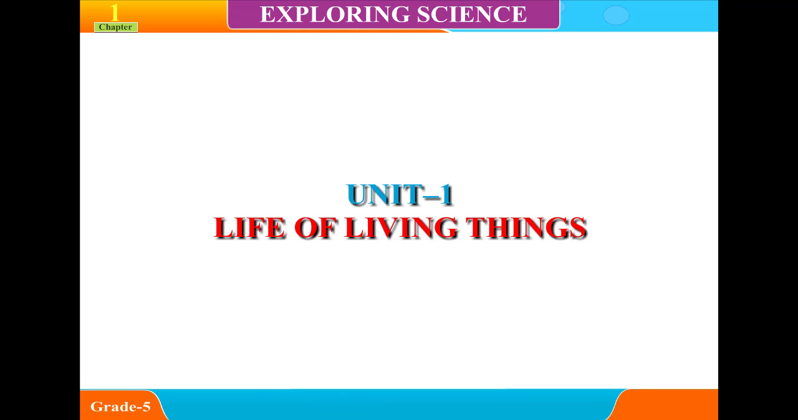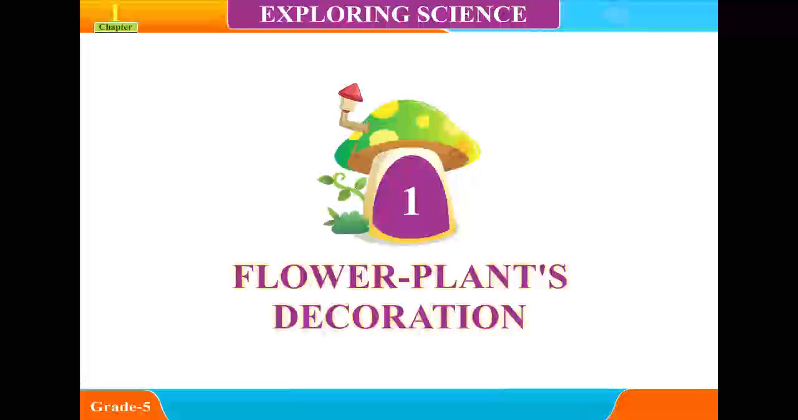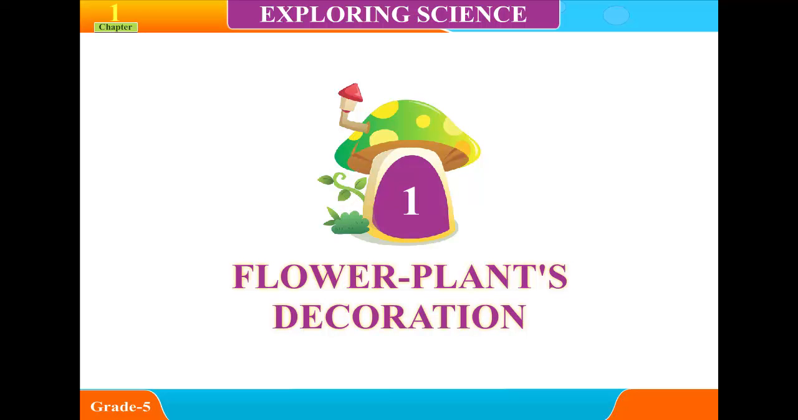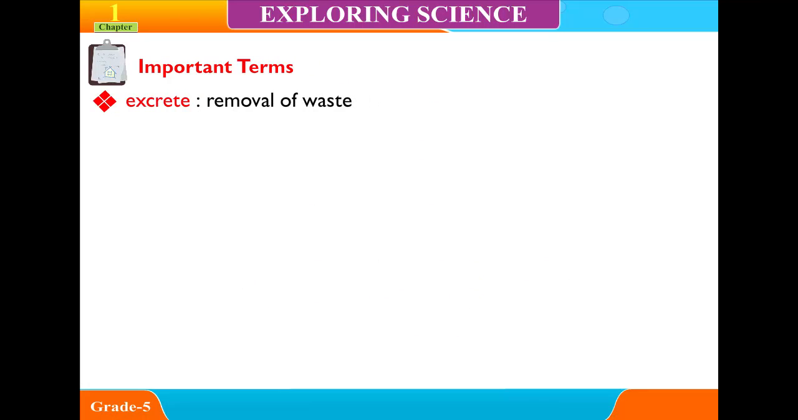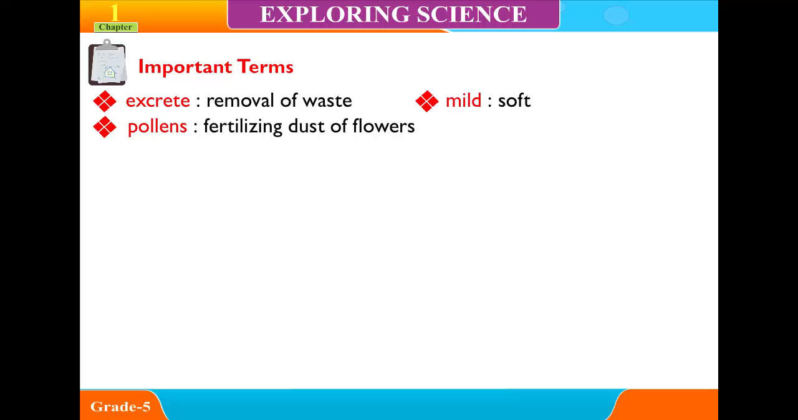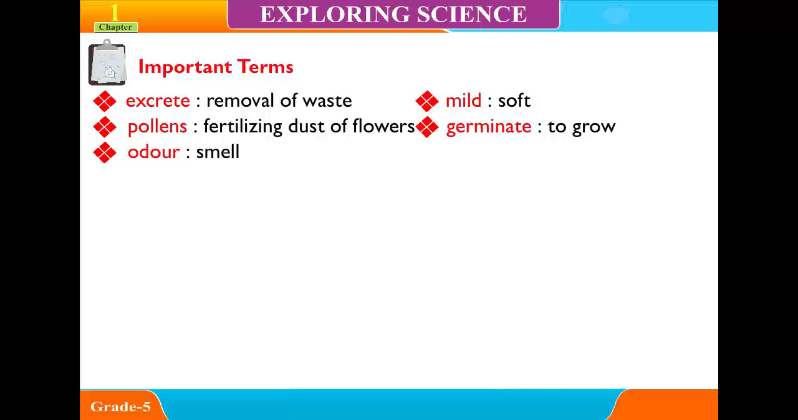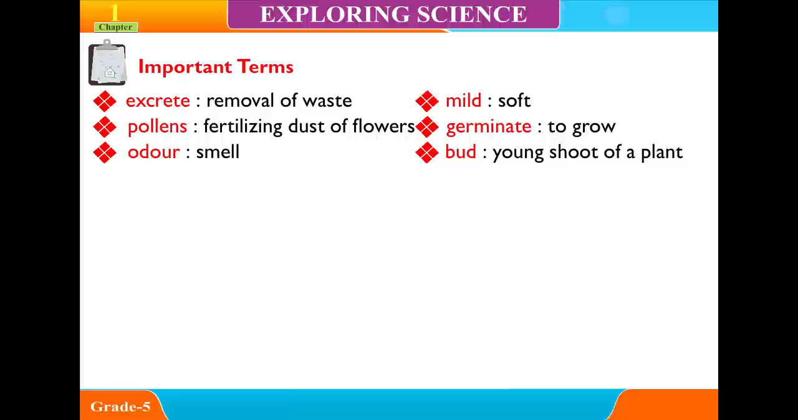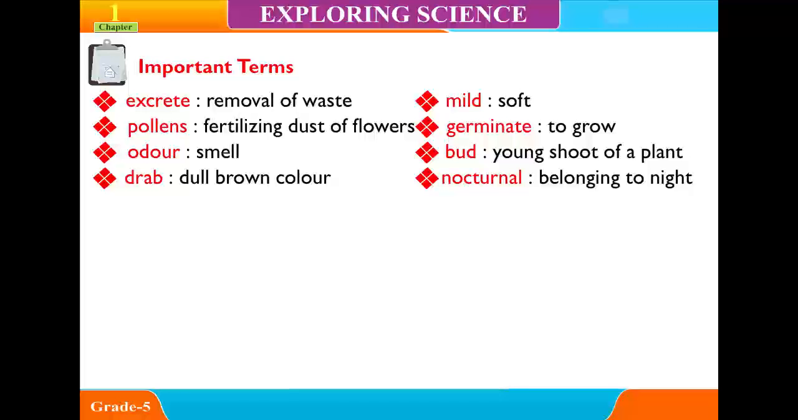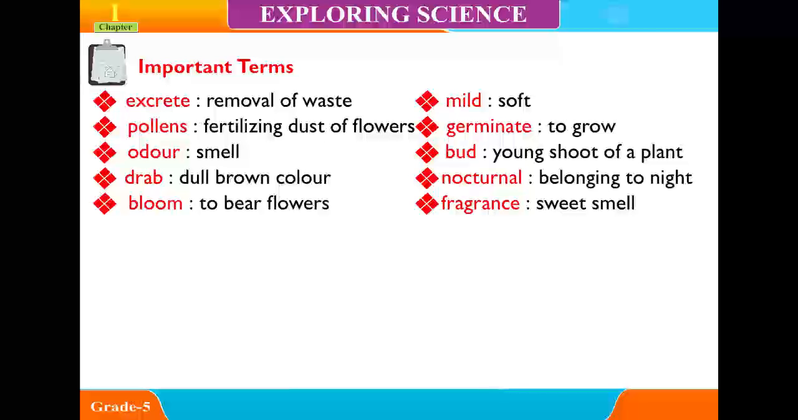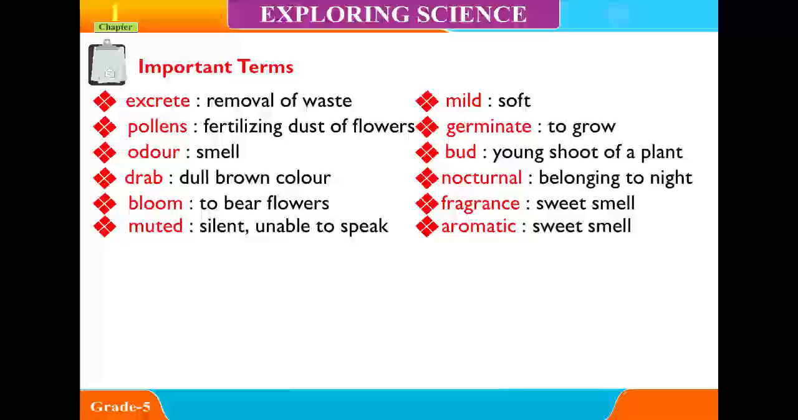Unit 1, Life of Living Things. Chapter 1, Flower Plants. Important terms: Excrete, removal of waste. Mild, soft. Pollen, fertilizing dust of flowers. Germinate, to grow. Odor, smell. Bud, young shoot of a plant. Drab, dull brown color. Nocturnal, belonging to night. Bloom, to bear flowers. Fragrance, sweet smell. Muted, silent, unable to speak. Aromatic, sweet smell.